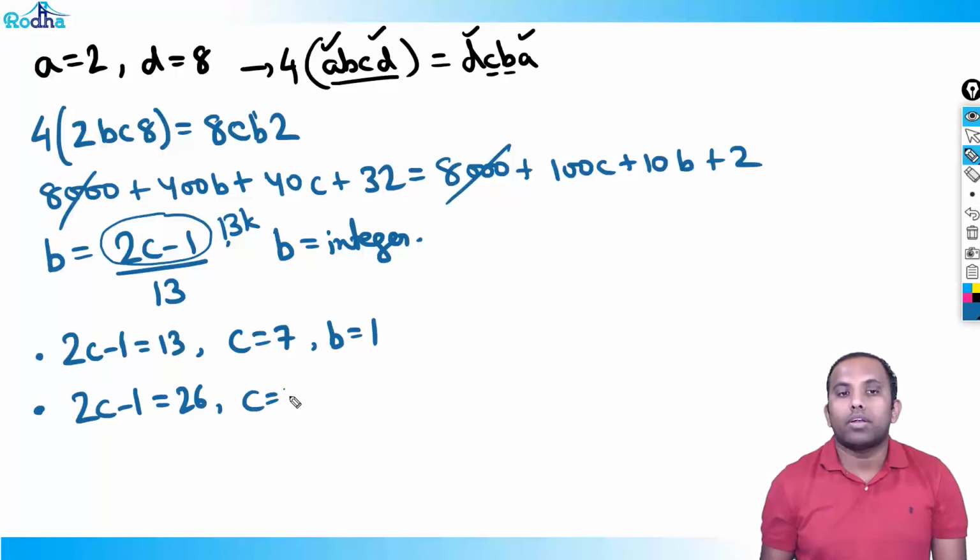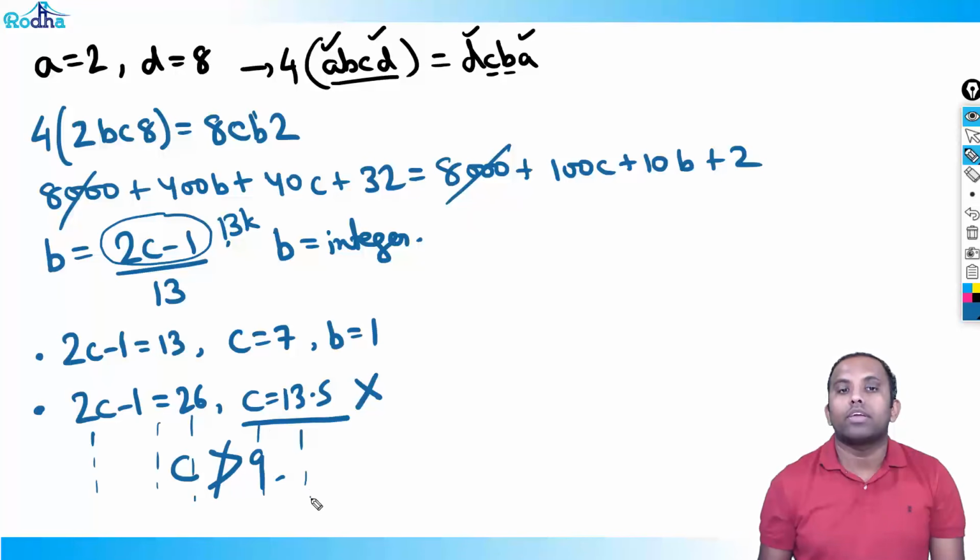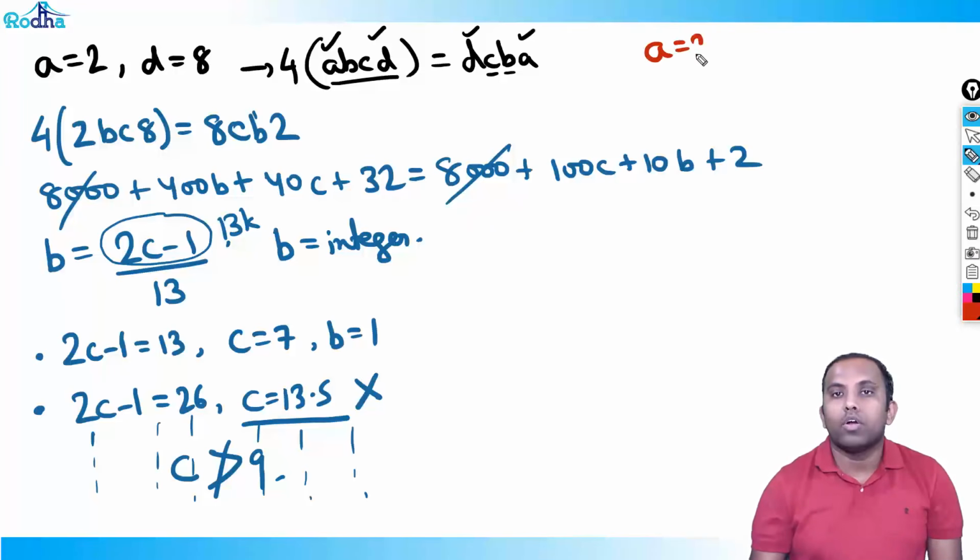C equal to 13.5, not possible. B also not possible. Why is C equal to 13.5 not possible? Because C cannot exceed 9. C is a digit. So I don't have to take any further case here, right? That strictly tells us that A is equal to 2 we got, B is equal to 1, C is equal to 7 and D is equal to 8, right?